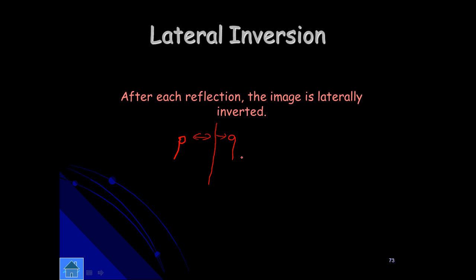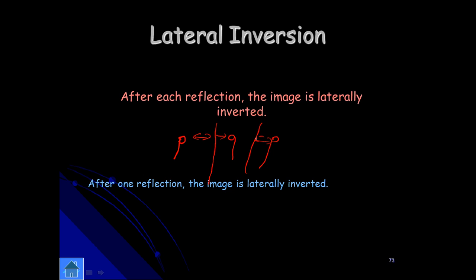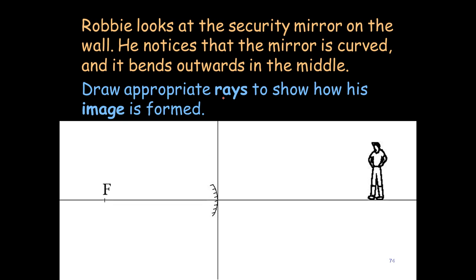Not particularly well drawn. If we reflected it again, we would put it back to its original way around. Despite the poorness of the drawing, hopefully the concept has been reasonably well understood. So after two reflections, the image is not laterally inverted. So let's have a look at an NCEA question.